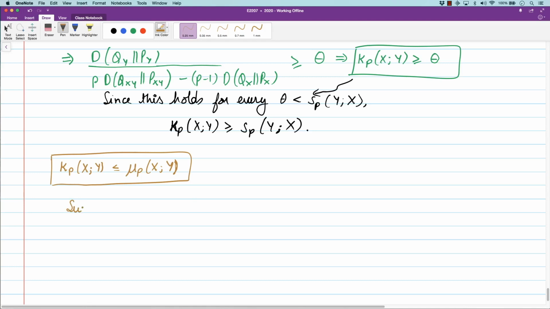So suppose, because we were writing kappa as a max, although it's a sup, so this is a little bit informal, but that's fine. Suppose kappa p xy is attained by a particular distribution q. Suppose this is equal to this.